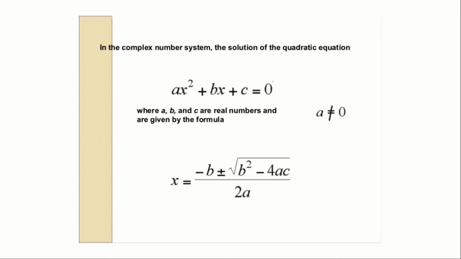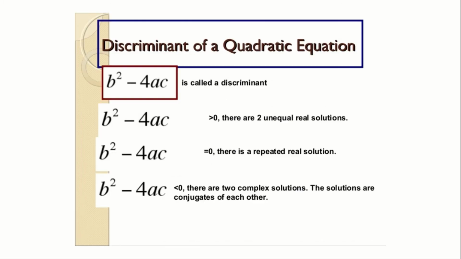In quadratic equations, there is a very important formula which you have already read in your 10th standard. In the complex number system, the equation is ax square plus bx plus c is equal to 0, and the very important formula is x is equal to minus b plus or minus square root of b square minus 4ac, divided by 2a. The expression inside the square root, b square minus 4ac, is called the determinant or discriminant, or delta.